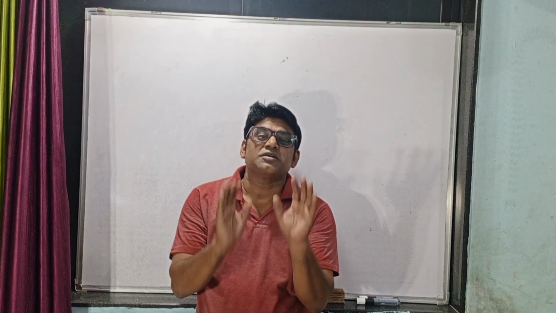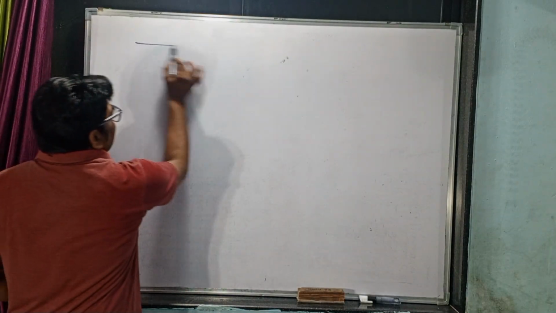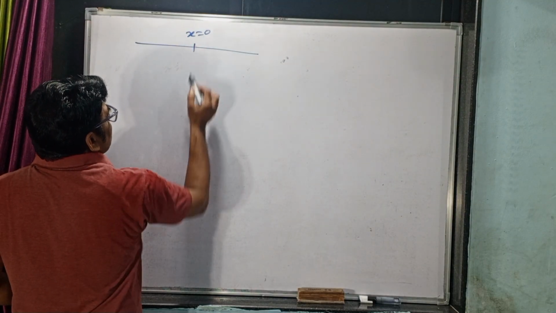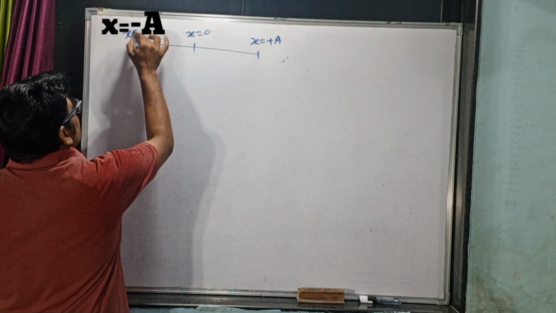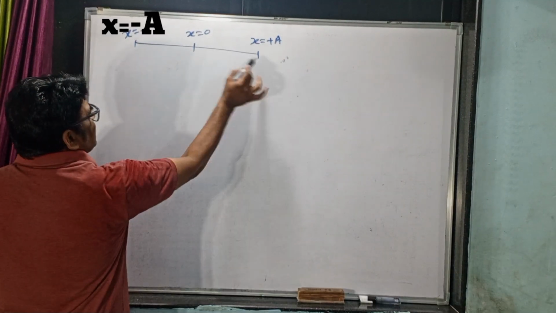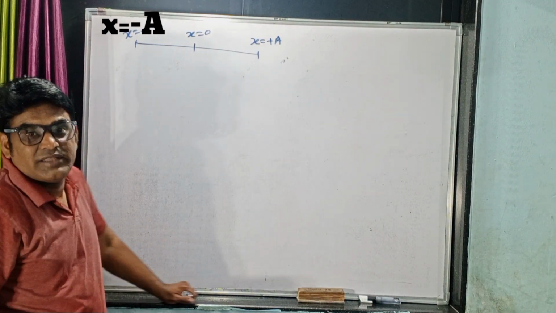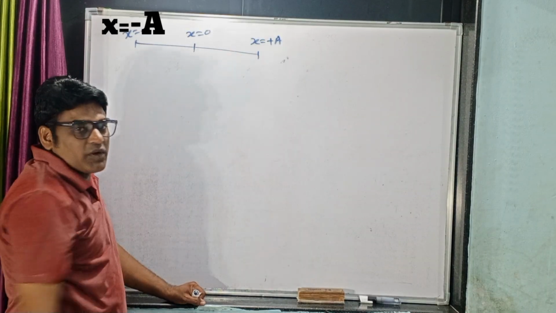My dear students, today we'll talk about the velocity of a particle performing simple harmonic motion. Let's start. Suppose a particle is performing simple harmonic motion about the mean position where x is equal to 0, with x equal to plus a and x equal to minus a as the extremes. Now we have to find the expression for the velocity of the particle performing this SHM.